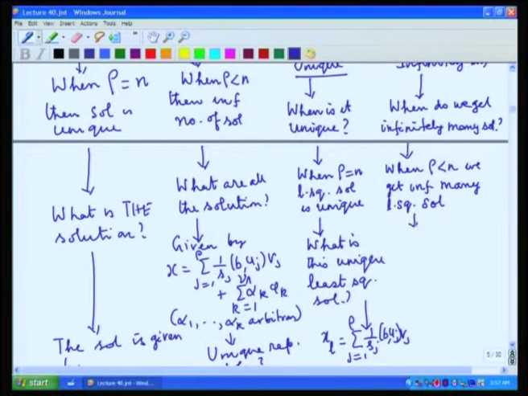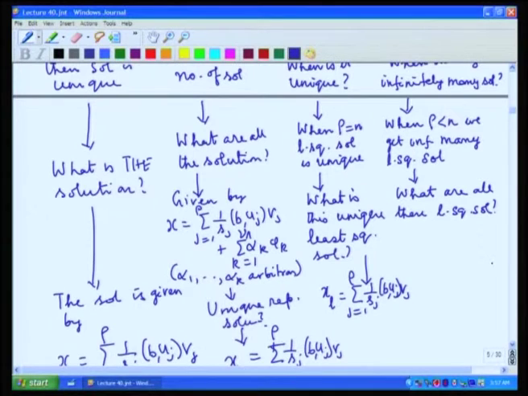What are all these least square solutions? That was the next question that we asked. Now we know what all these solutions are. They are given by x equal to summation j equal to 1 to rho, 1 by s j b u j v j, plus summation k equal to 1 to nu A, alpha k phi k, where alpha 1, alpha 2, alpha k are arbitrary.